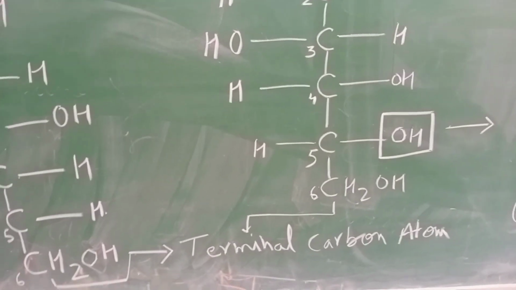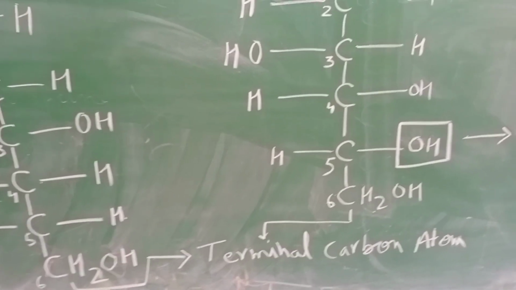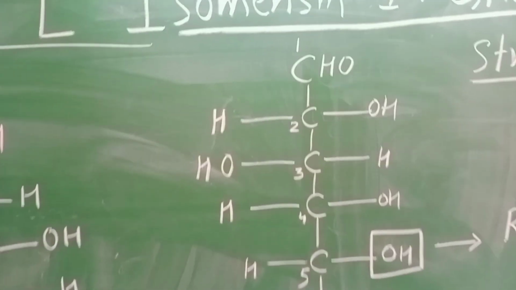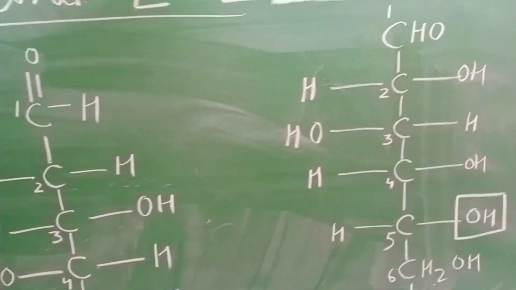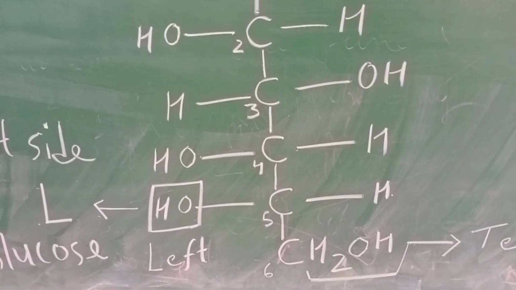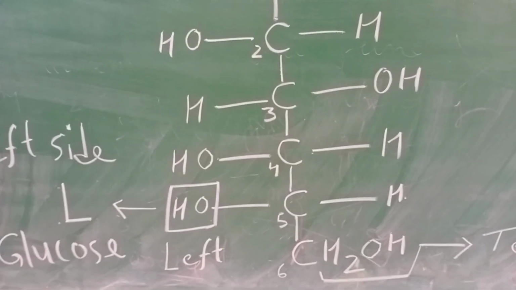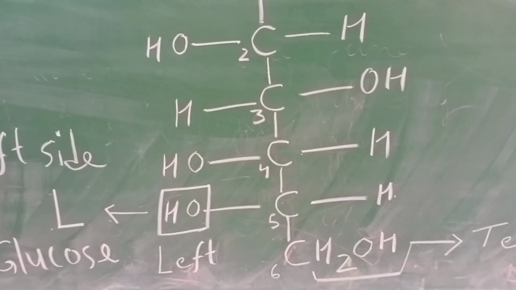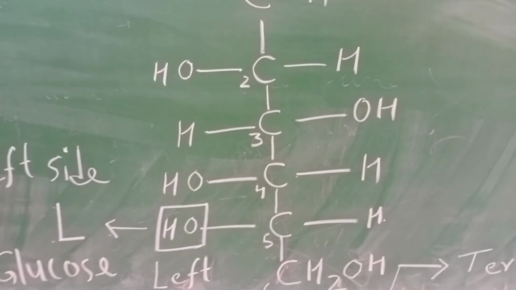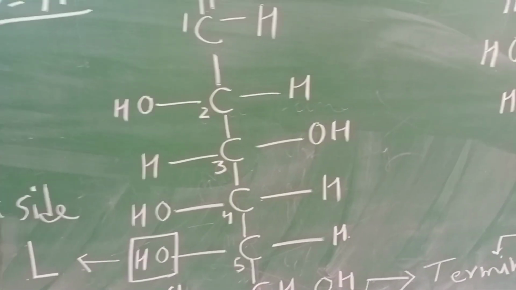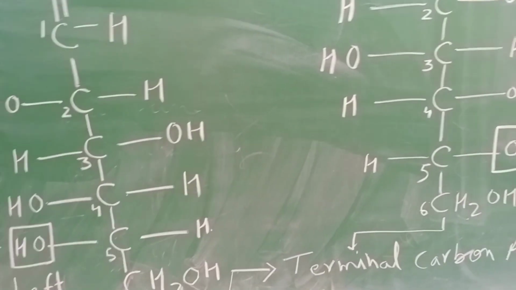Terminal carbon atom means the last carbon atom present in this particular molecule. As we have begun our numbering right from the aldehyde group as per the rule, the last carbon atom is the 6th carbon atom. So what is the orientation of the hydroxy group present on the 5th carbon atom? It will ultimately help us to determine whether our glucose molecule is present in D form or in L form.